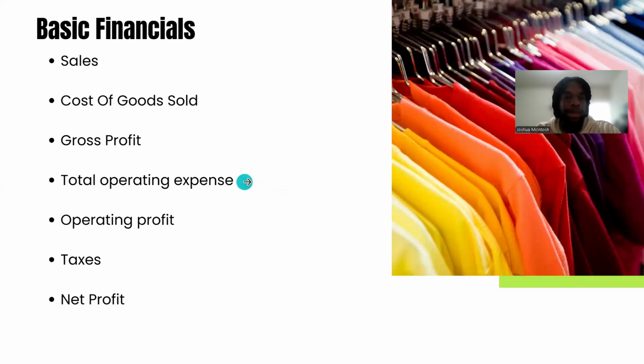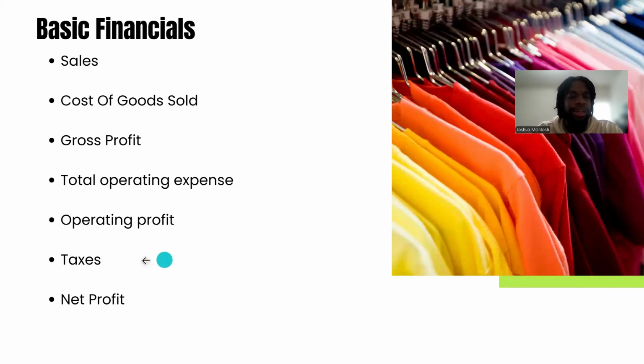But what's not a fixed cost is your cost of goods sold. Since your sales are going to go up and down every month, your cost of goods sold are going to match the number of products that you're selling. But after you take sales and you subtract cost of goods sold and total operating expense, you're going to have your operating profit, which is going to be the profit you have after operating your business.